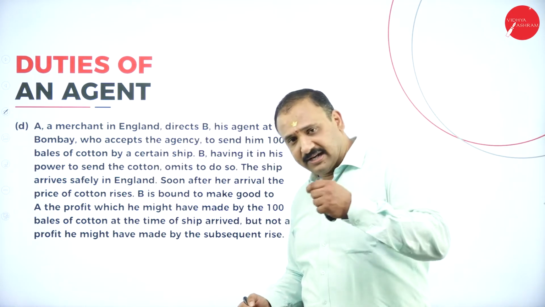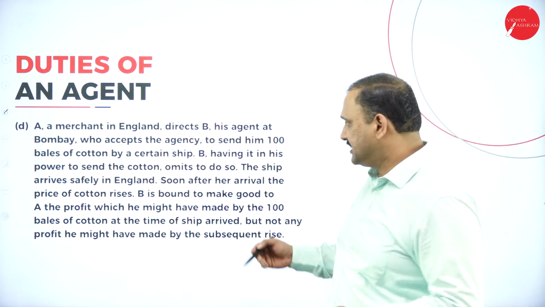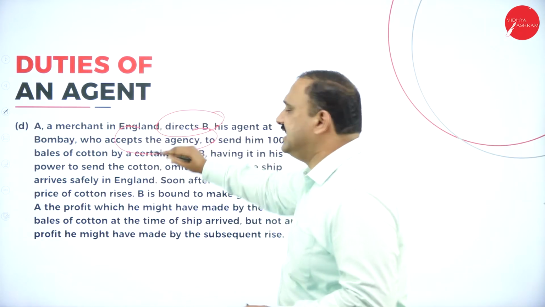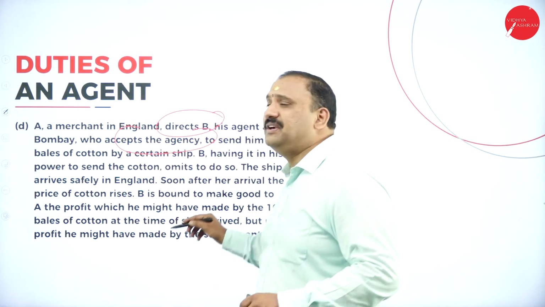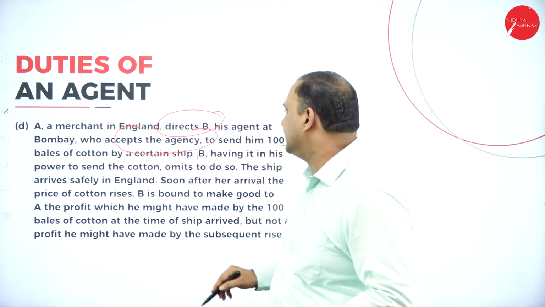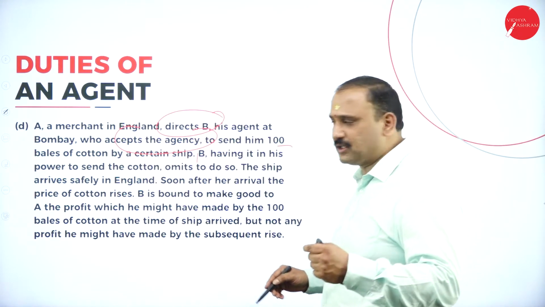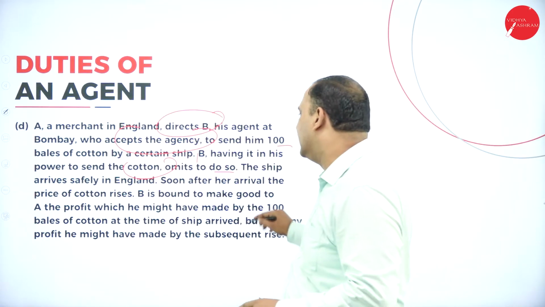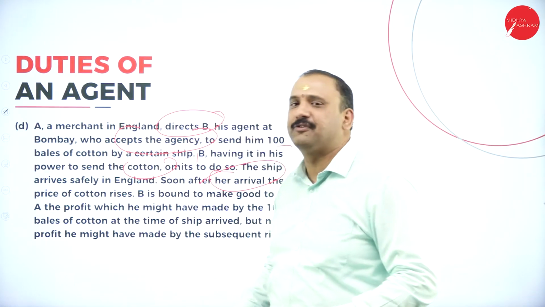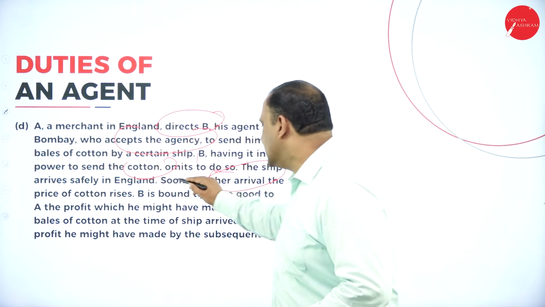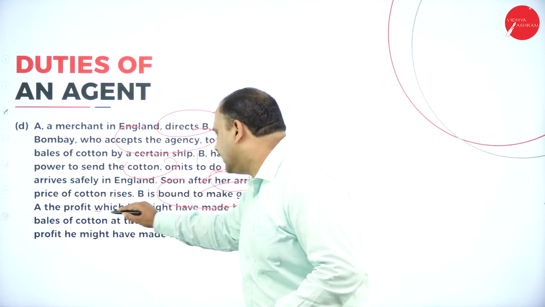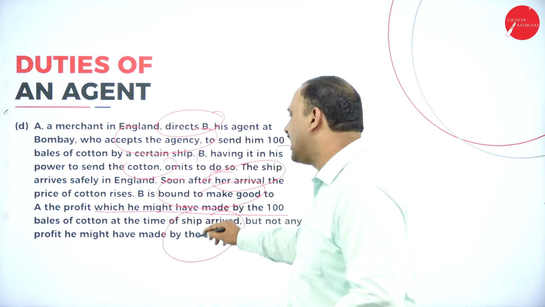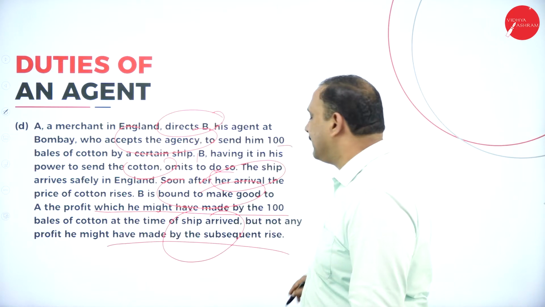Moving forward, another example is that A, a merchant in England, directs B, his agent at Mumbai, who accepts the agency, to send him 100 bales of cotton by a certain ship. B, having the power to send the cotton, omits to do so. The ship arrives safely in England. Soon after the arrival, the price of cotton rises. B is bound to make good to A the profit which he might have made by the 100 bales of cotton at the time the ship arrived, but not the profit he might have made by the subsequent rise.